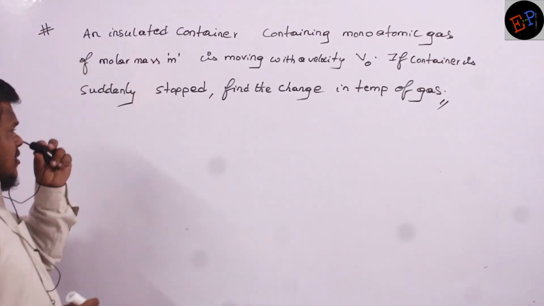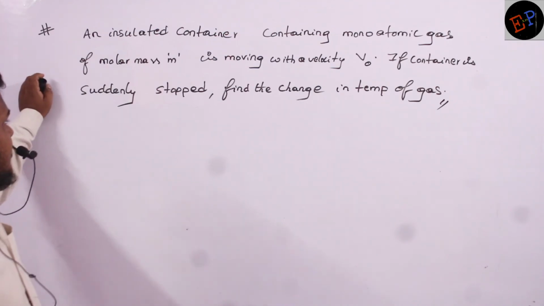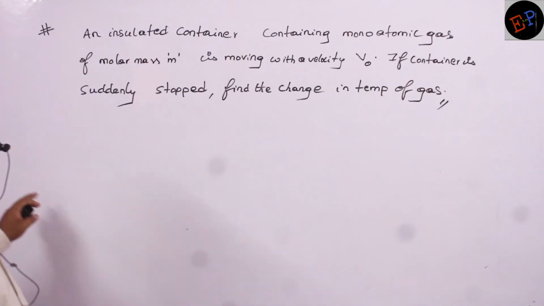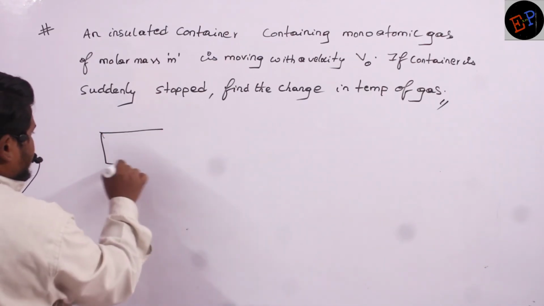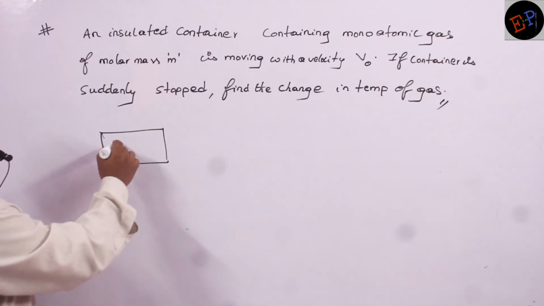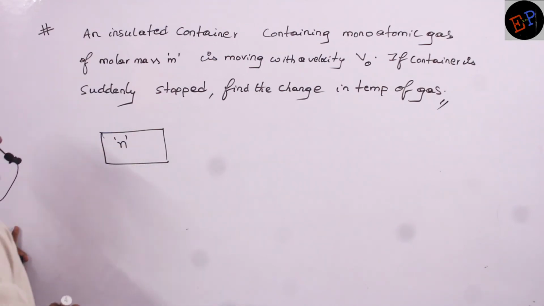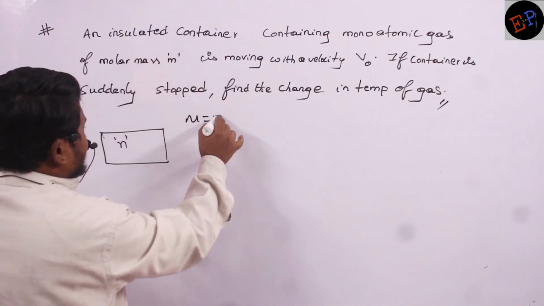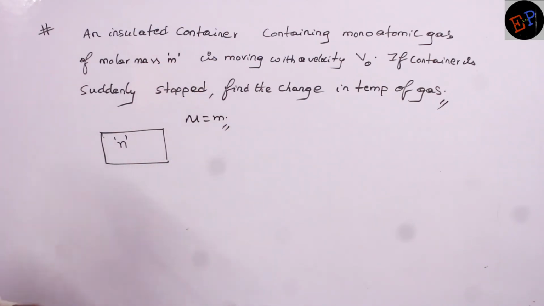So there is an insulated container containing monoatomic gas of molar mass M. It is moving with a velocity of v naught. So consider this is a container. How many moles of gas are present, we don't know, so let us consider n moles of gas is present. And the molar mass is given as capital M, which is equal to small m. Are you able to understand?